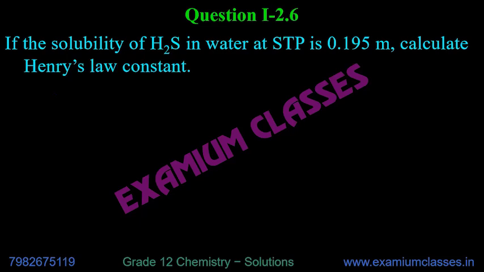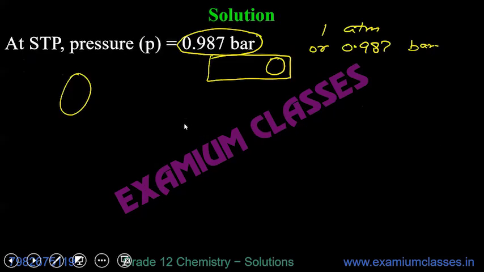The moment you got the mole fraction, you know the pressure at STP, so you get the Henry's law constant by using the relationship P equals K_H X. Yes, in atm it will be 285.7, correct. Okay. Correct.